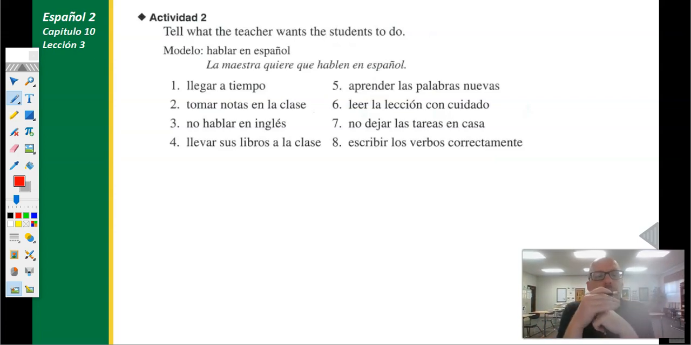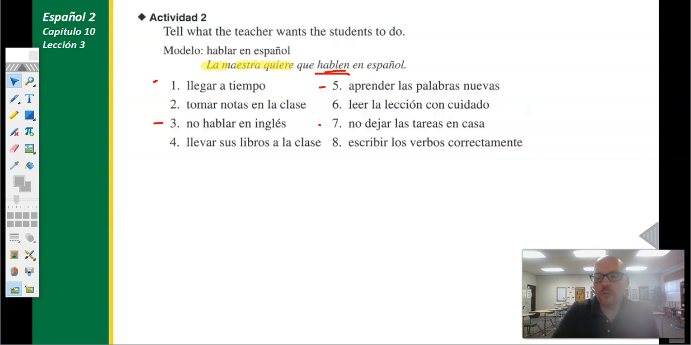So let's try this one. La maestra quiere que, and there's my expression of will, of volition, right? That tells me what the teacher wants. La maestra quiere que hablen en español. Notice here, this expression of will, the teacher wants, told me that what comes after que needs to be in the subjunctive. La maestra quiere que hablen en español. The teacher wants them to speak in Spanish. Okay, I'd like you to go ahead and do the odds. Número 1, 3, 5, y 7. Go ahead and pause the video, do those, and then we'll come back and check our answers in just a moment.